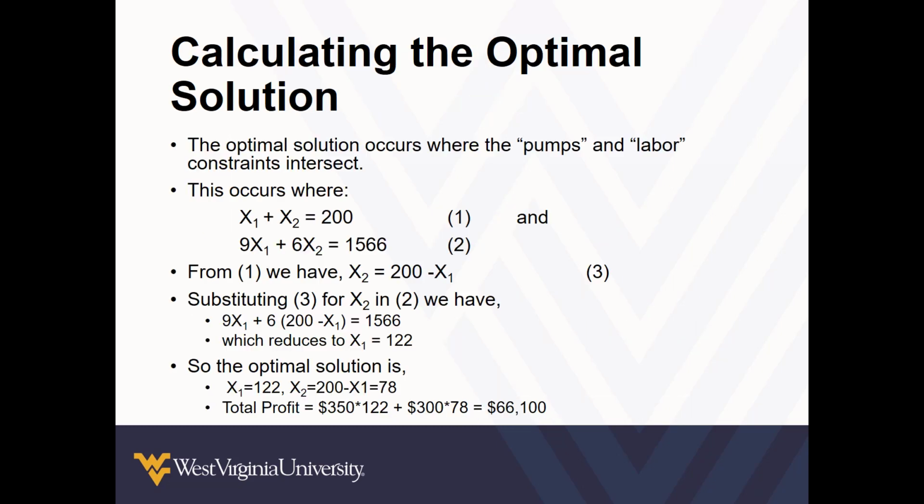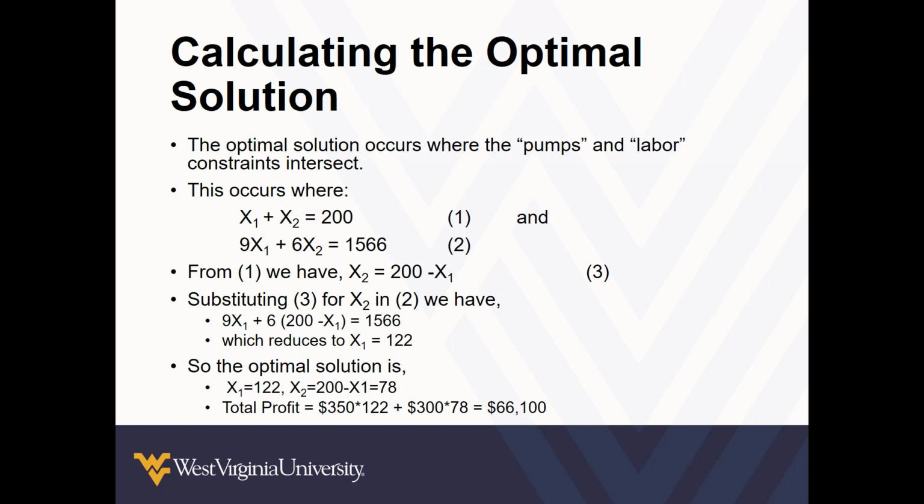So the optimal solution occurs where the pumps and labor constraints intersect. And this occurs where x1 plus x2 is equal to 200 and 9x1 plus 6x2 is equal to 1,566. From equation 1, we have x2 is equal to 200 minus x1. Substituting equation 3 for x2 in equation 2, we have 9x1 plus 6 multiplied by (200 minus x1) to equal 1566, which reduces to x1 is equal to 122.